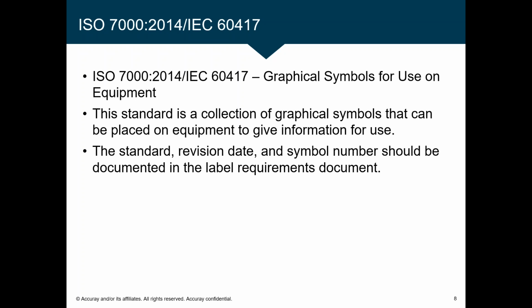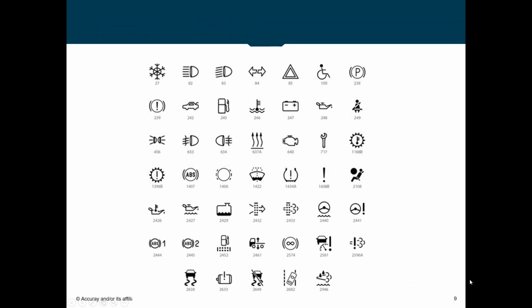So one of the ones that sometimes isn't necessarily considered because it is not a medical device specific standard is ISO 7000. ISO 7000 also has a counterpart, IEC 60417. And these are the graphical symbols for use on equipment. So this standard is a collection of graphical symbols that can be placed on the equipment to give you more information for use. I'm going to talk through a little bit in the next slide.